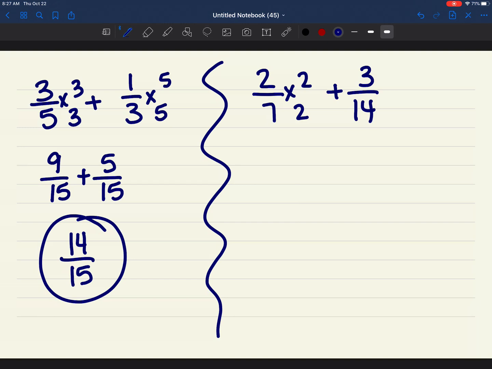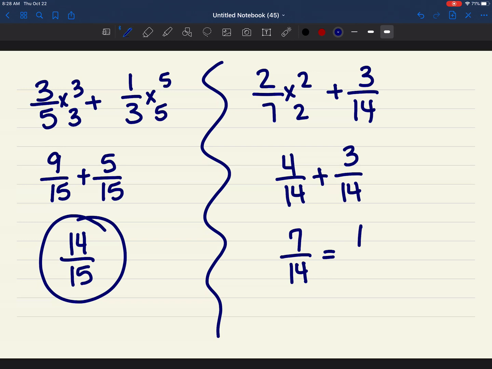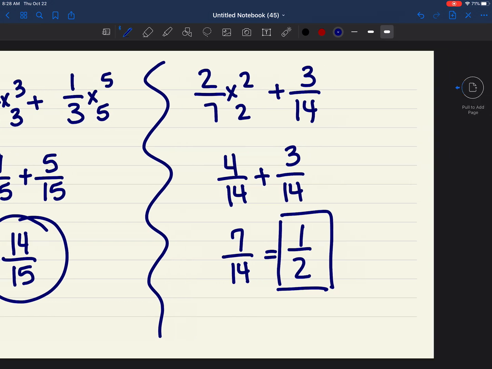Okay? So 2/7 is going to change to what? 4 over 14. Am I changing the other fraction? No, because it is already over 14. Now can I add them together? Yes. What's 4 plus 3? So I get 7 over 14. Can I simplify? Yes. Say it again, Cash. 1/2. So you should always check, because not every time are you going to have to change both fractions. Sometimes you only have to change one.